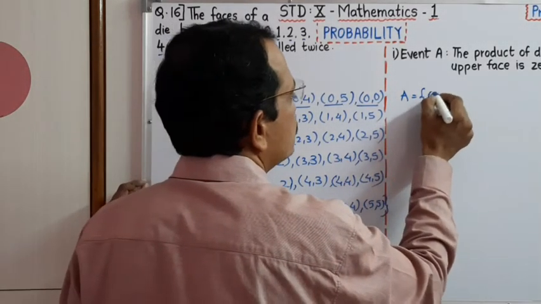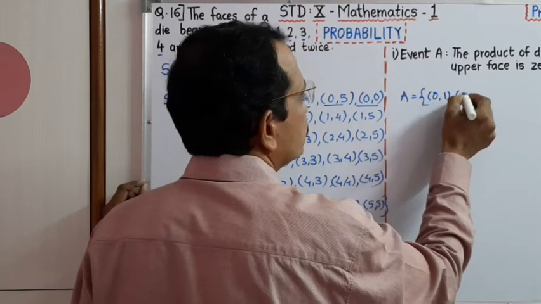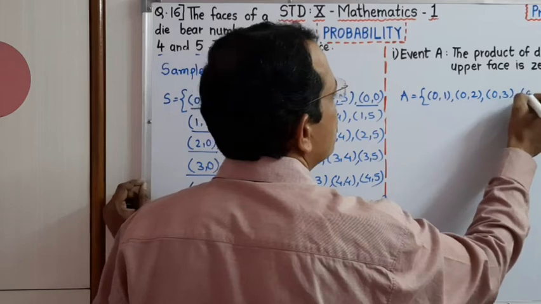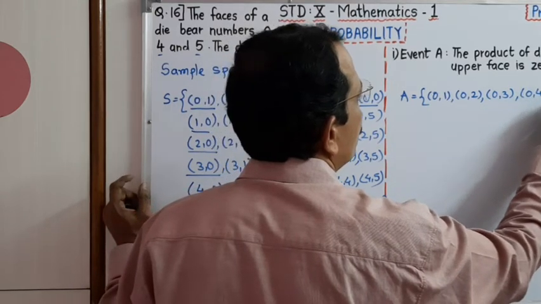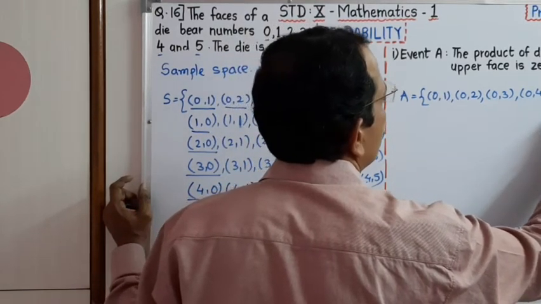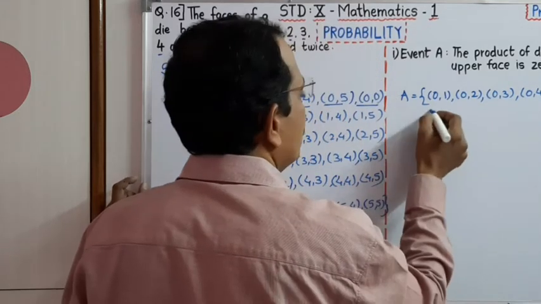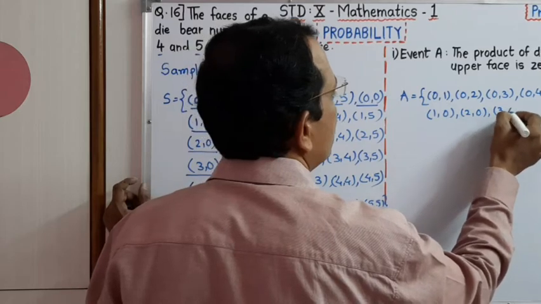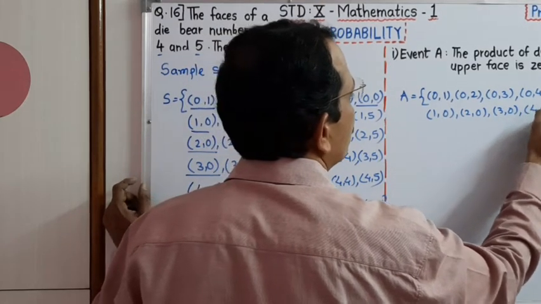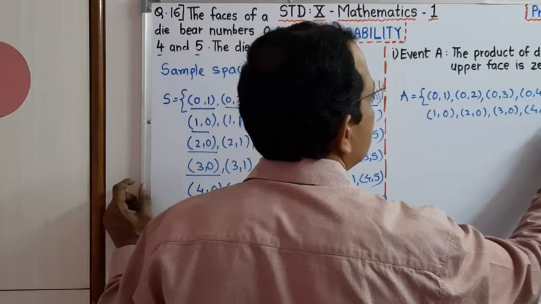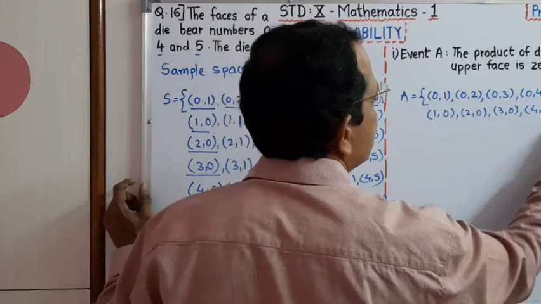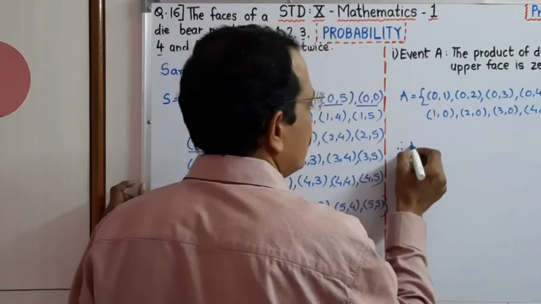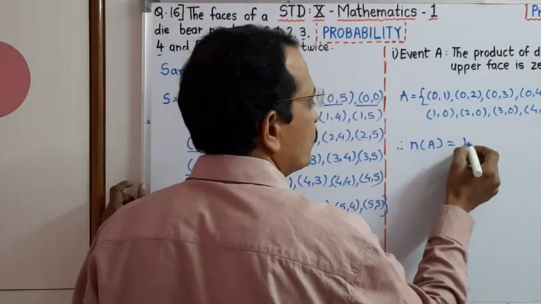Therefore we write here 0, 1, 0, 2, 0, 3, 0, 4, 0, 5 and 0, 0. Then 1 and 0, 2 and 0, 3 and 0, 4 and 0. Here it is 5 and 0. 1, 2, 3, 4, 5, 6, 7, 8, 9, 10 and 11. Therefore number of A is equal to 11.